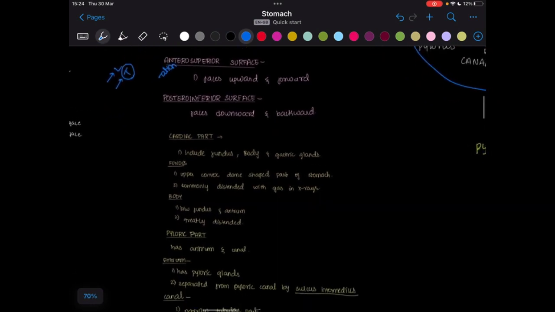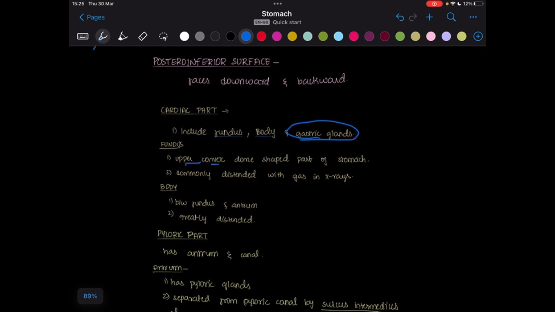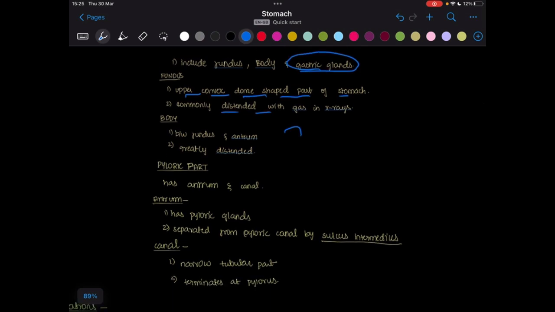Okay, so the cardiac part includes the fundus and the body, and in both the fundus and the body you have the gastric glands. Gastric glands have cells which are responsible for secretion of HCl or mucus or anything. The fundus is the upper convex dome-shaped part of the stomach. It is commonly distended with gas in the x-rays. The body is present between the fundus and the antrum of the pylorus. It is greatly distended.